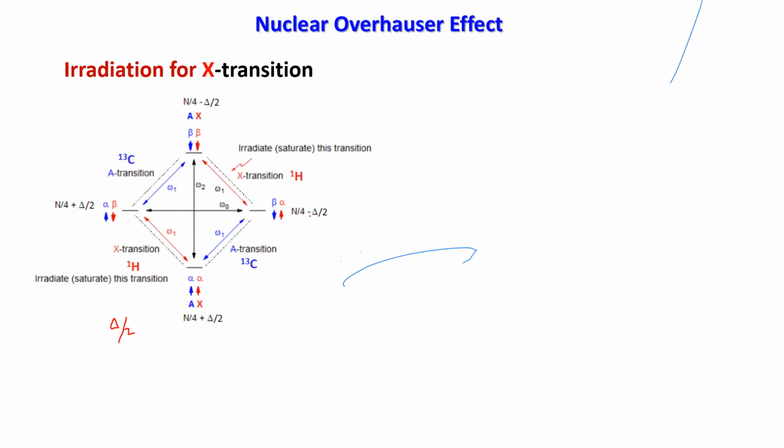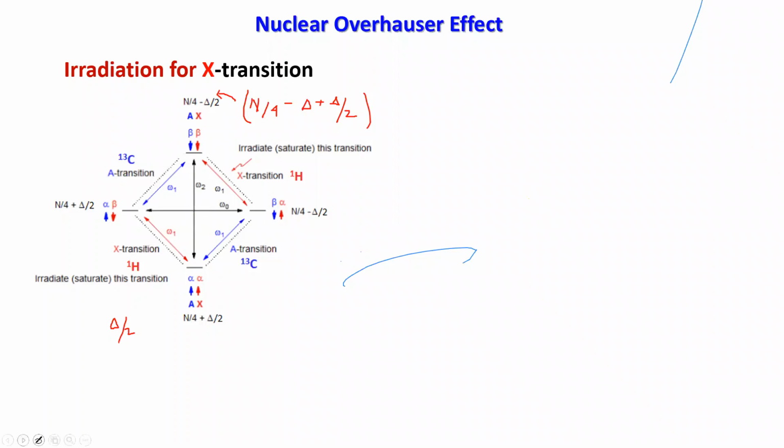Here, if you look, this is also the same transition. Initially it was n by 4. If you subtract del by 2, it will be n by 4 minus del by 2. Here you have initially n by 4 minus del. If you add del by 2 here, what you are doing is adding del by 2 to n by 4 minus del, so ultimately it will give this value, n by 4 minus del by 2. So this is the saturation you have achieved.